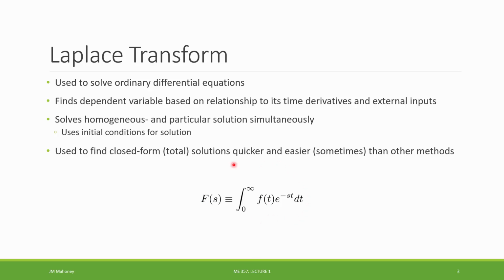So formally, what we're actually doing is we're taking our original function, and when we do a Laplace transform, we're multiplying it by this exponential, e to the negative st, and then doing this integral from 0 to infinity, and that is by definition what a Laplace transform is.